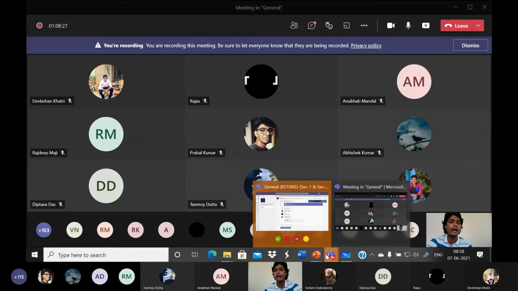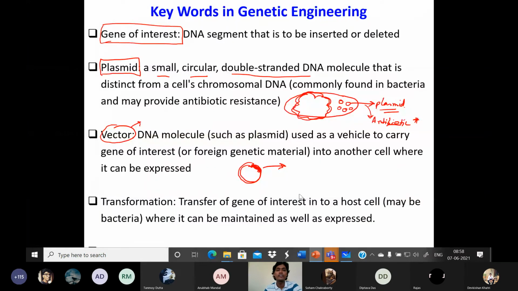So now, those few keywords are absolutely important: gene of interest, plasmid, vector. Plasmid and vector are overlapping. Some plasmids are vectors, but apart from plasmids, there are some other vectors. I am not going into those details. It's not required. Now, the transformation.